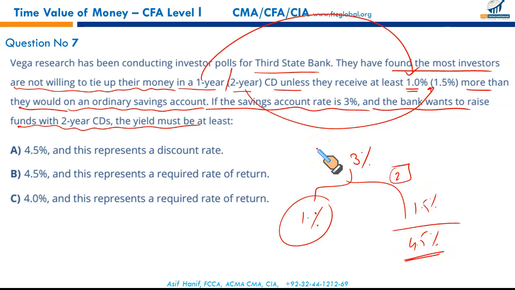No computation as such, simply 4.5%, and this represents a discount rate. It's not a discount rate. It's forward-looking, it's a required rate of return.